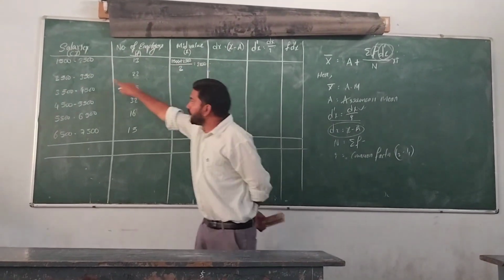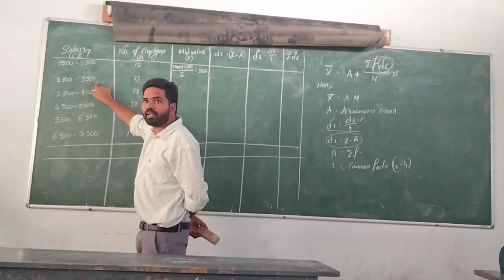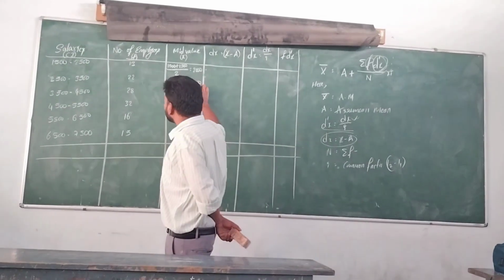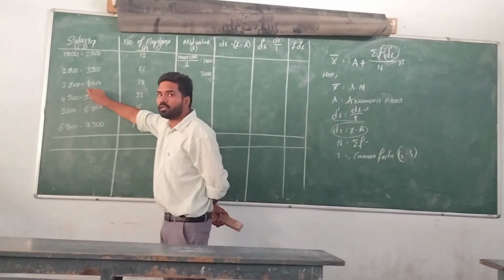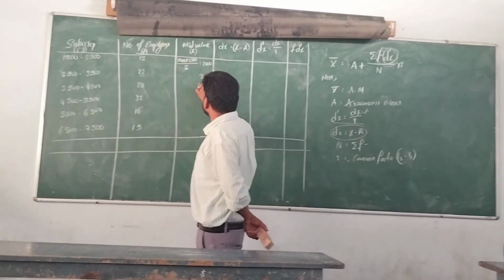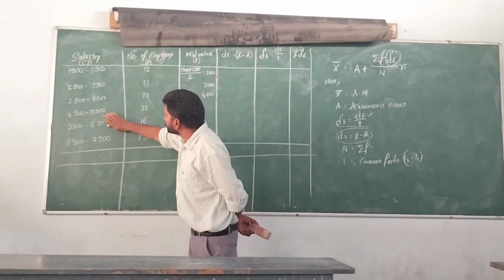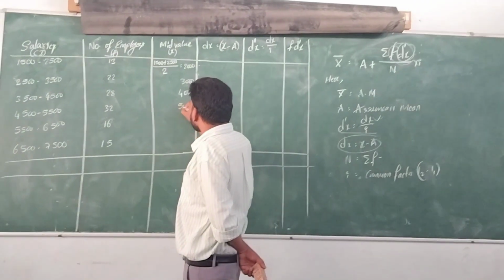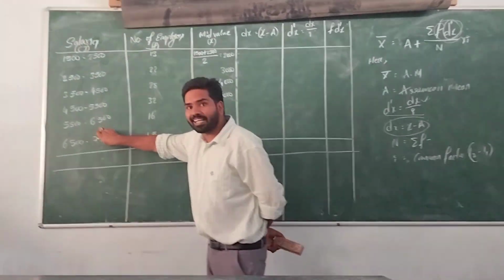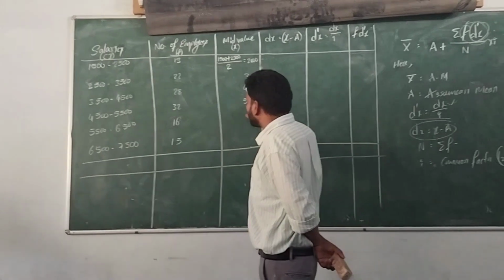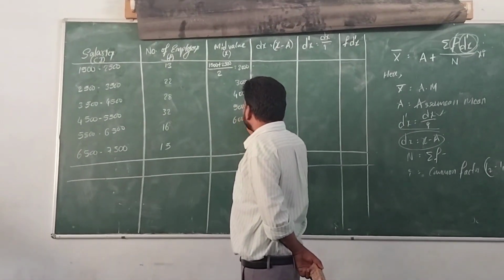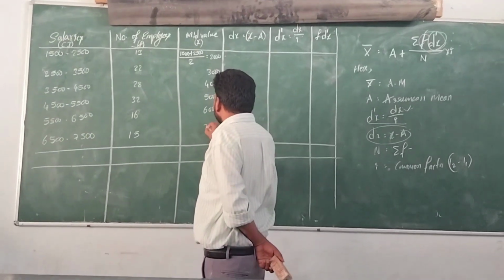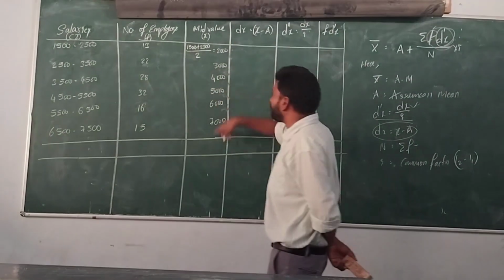So 2000 plus the difference of the second class interval, 1000, gives 3000. 3000 plus the third class interval difference of 1000 gives 4000. 4000 plus 1000 gives 5000. 5000 plus 1000 gives 6000. 6000 plus 1000 gives 7000. This is how you find the mid values.